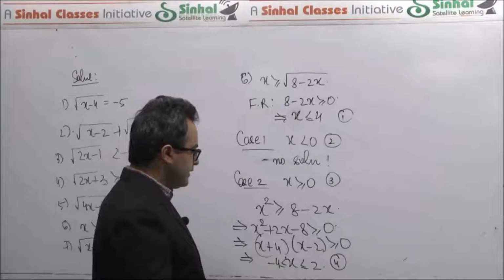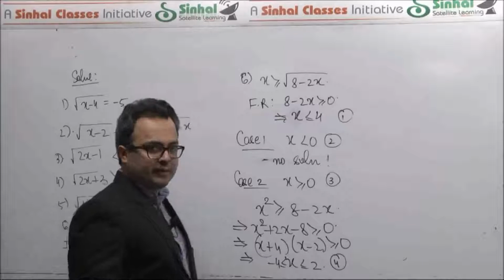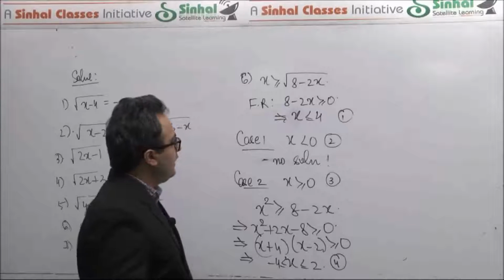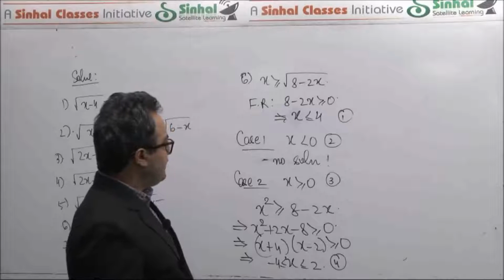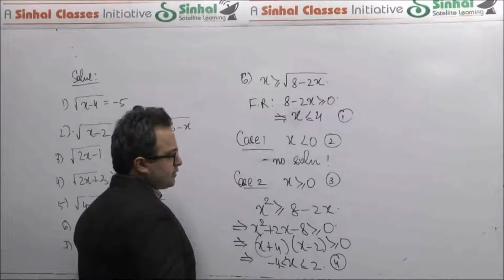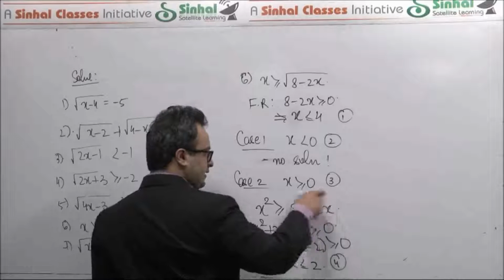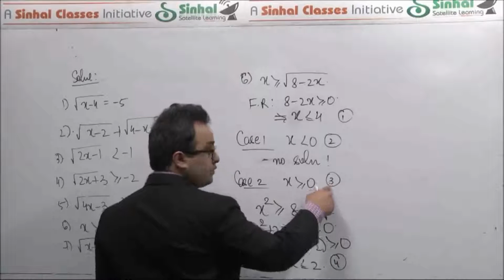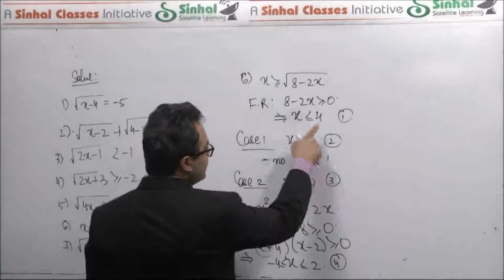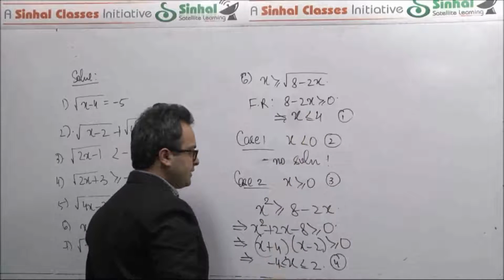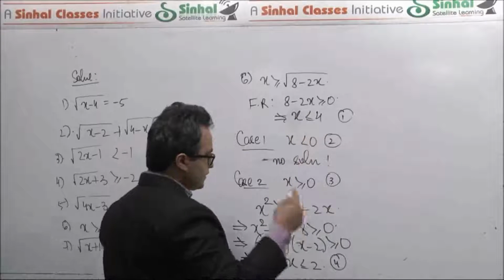Right, so I get my solution set as values of x which lie between minus 4 and 2. And now I'll have to take an intersection of which all sets. This is the solution set, this is the assumption under which you're solving it, so 3 should also be satisfied. And 1 is anyway corresponds to the feasible region, so it has to be satisfied. So we have to take an intersection of 1, 3 and 4.